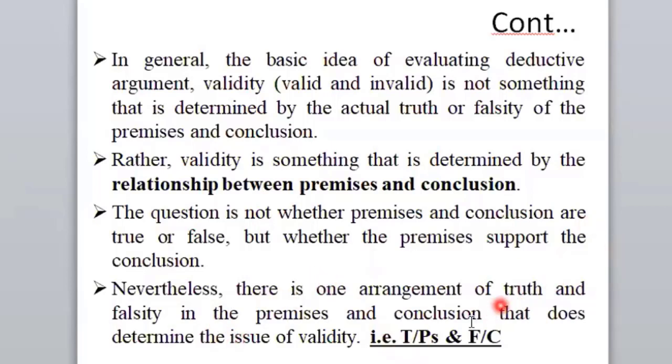Nevertheless, as I have told you, there is one exception where the truthfulness and the falsity of the premise and the conclusion help us in identifying validity. That is the second exception we have said: when we have true premises and a false conclusion. This is the exception we have seen previously.